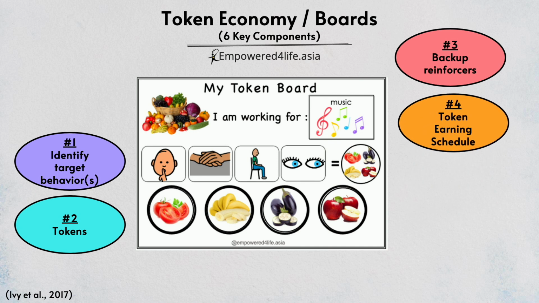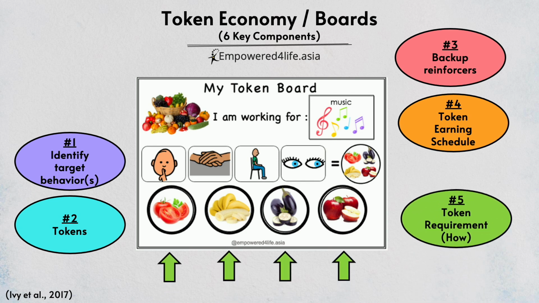Number 4 is the token earning schedule. Decide on how often your child can earn tokens. This will be decided on your end and not let your child know, so that they cannot predict and only work during that period of time. So let's think of, will it be every minute, every successful attempt, or maybe every 30 minutes of positive behavior? Tailoring it based on your child's attention span and needs will increase the success of using the token board.